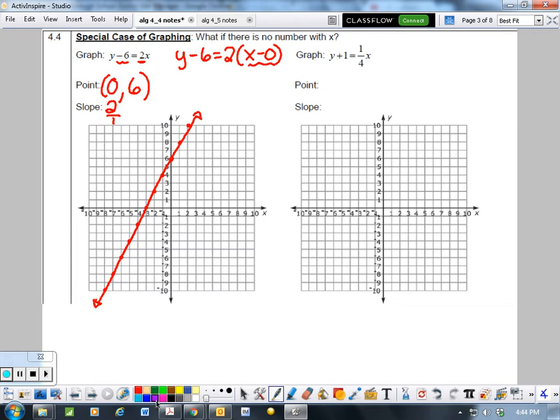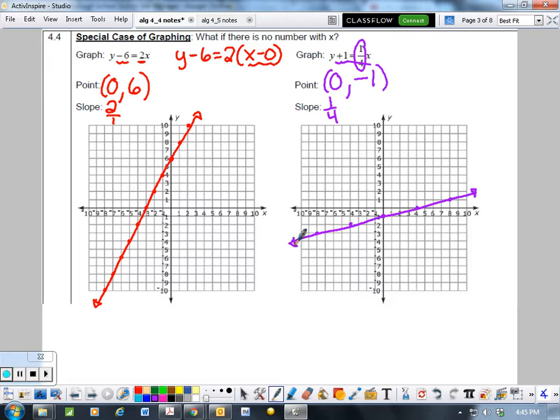So on our next one, there is no number with the x, so that means my x value starting point is 0. And then I have a +1, which means for my y it's going to be -1. So I'm going to start at (0, -1). And then my slope is 1/4. So I'm going to go up 1, right 4, or backwards, down 1, left 4. And that'll give me my line.